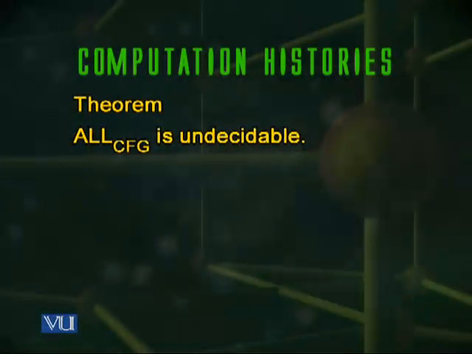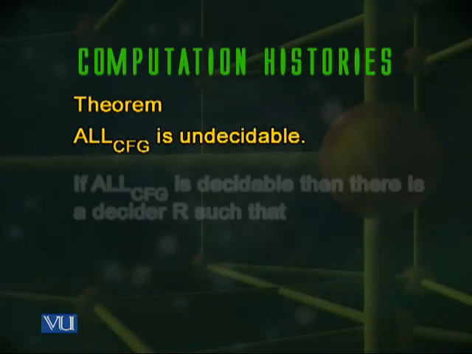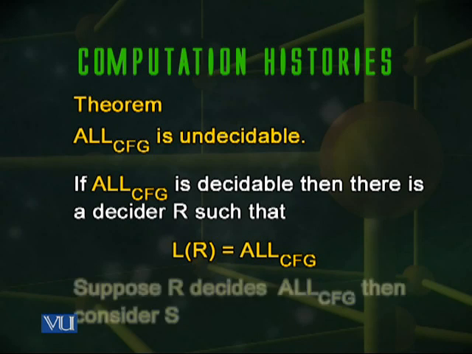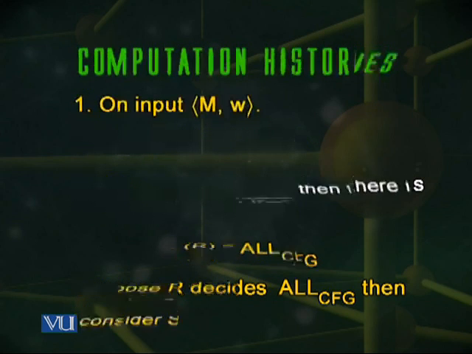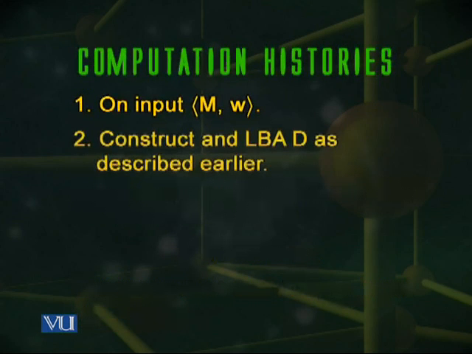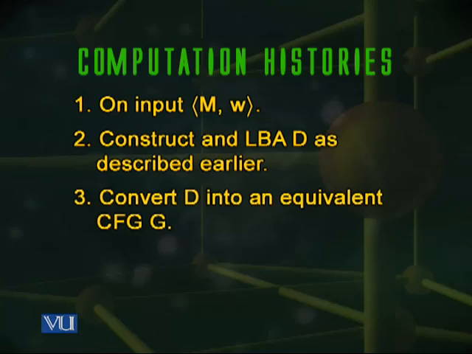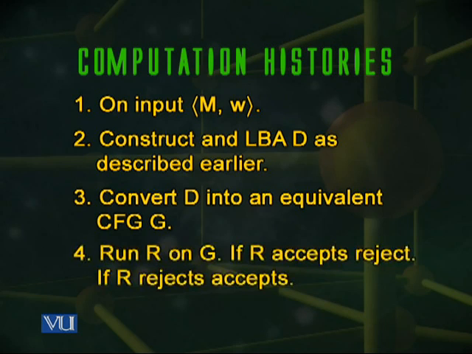The theorem we want to prove is that ALL CFG is undecidable. Well, if ALL CFG were decidable, then there would be a decider R such that the language of R is ALL CFG. Suppose R decides ALL CFG, then let's consider this new decider S. On input M, W, it will construct the linear bounded automaton we have described earlier. Let's call it D. Then it will convert this D into an equivalent context-free grammar G. Now we will run R on G.